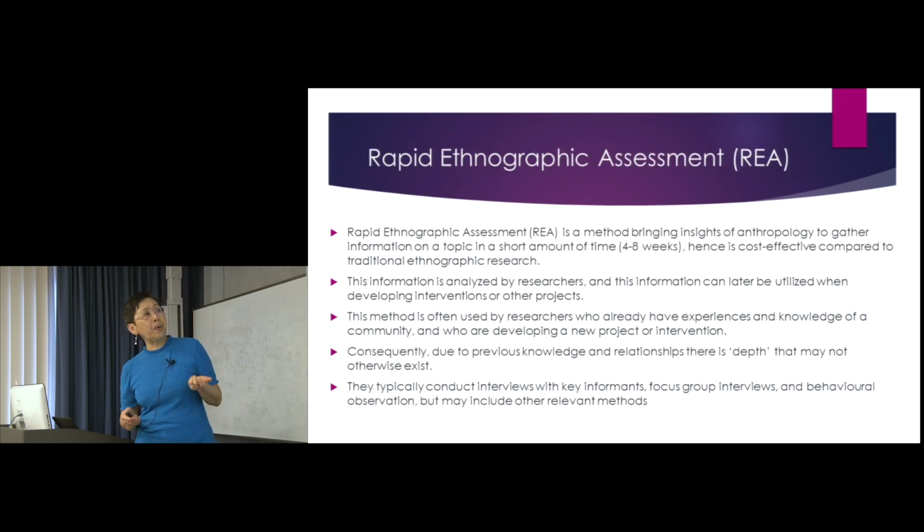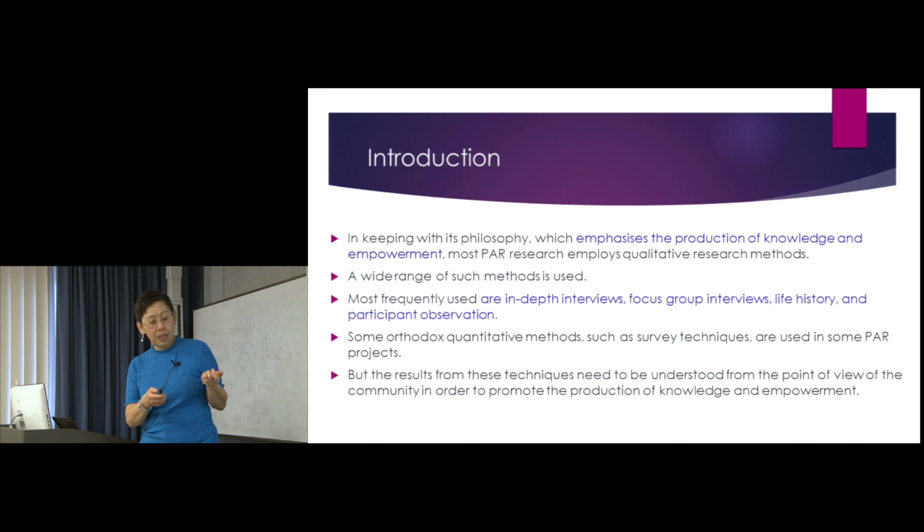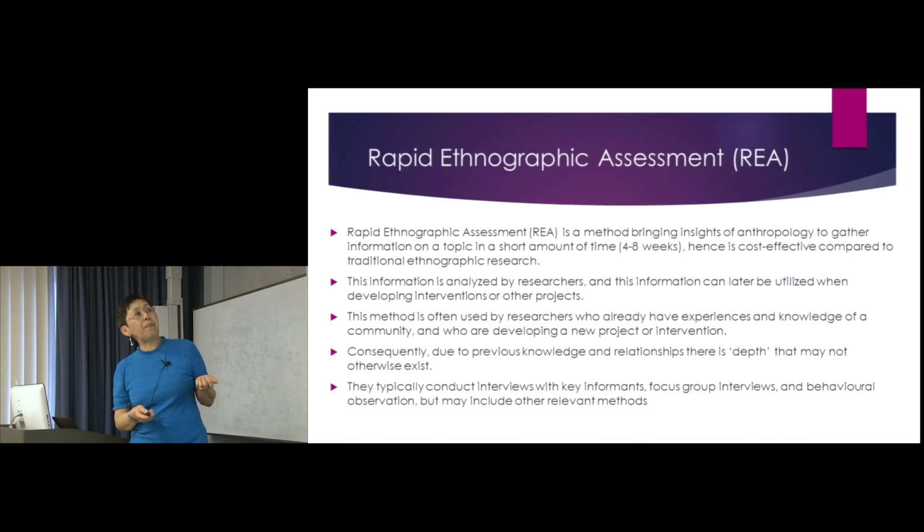Now, let me just go back to this a little bit here. As I said, a wide range of qualitative research methods will be used in PAR projects. So we have seen this sort of thing. In this lecture, I'm not going to include any of this because I think that if you have done qualitative research, you would have heard a lot about this already. So I'm not touching on that at all. I'm going to bring you through other ways that I think will be quite interesting for a PAR project. The first one is the Rapid Ethnographic Assessment, or REA.